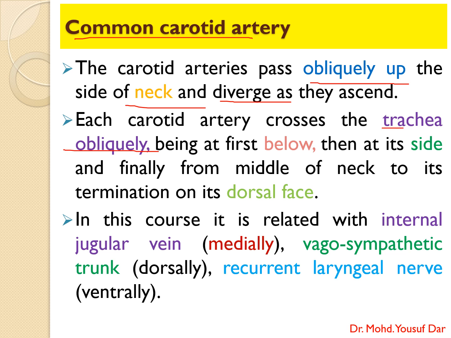Initially the carotid artery remains below the trachea, then it comes to its side, and finally from the middle of the neck the carotid artery runs over the dorsal face of the trachea. In this course, it is related with the internal jugular vein medially, the vagosympathetic trunk dorsally, and the recurrent laryngeal nerve ventrally.